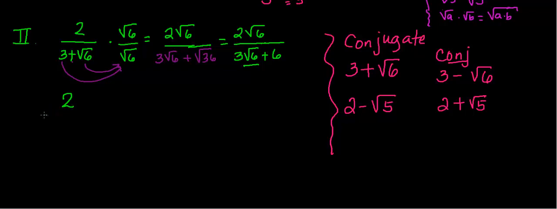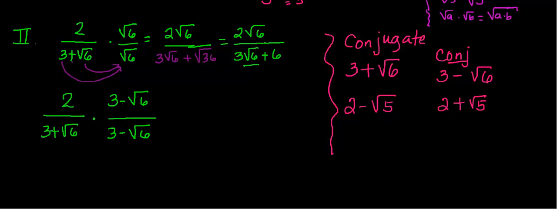I have 2 divided by 3 plus the square root of 6. Now I'm still going to multiply by 1, but this 1 is a disguised one, and it's going to be disguised as the conjugate of this denominator. So the conjugate of this denominator is 3 minus the square root of 6, and I multiply the numerator and the denominator by the conjugate. Notice that 3 minus square root of 6 over 3 minus square root of 6, that equals 1, okay?